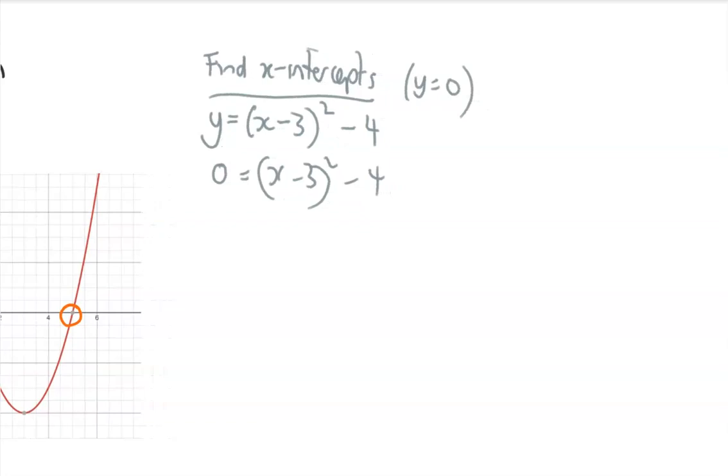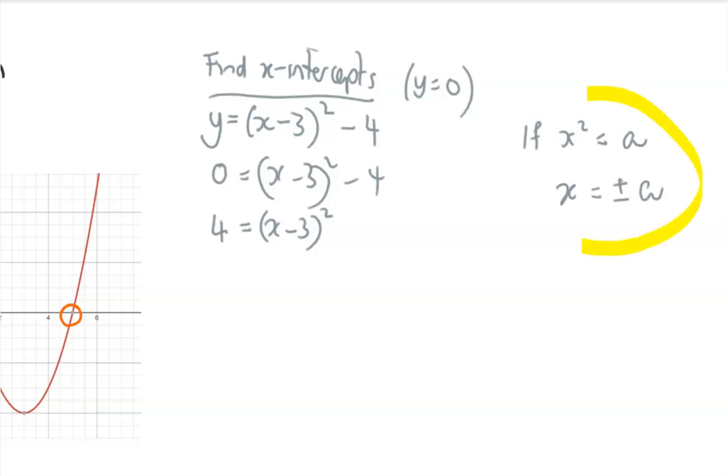So first thing we do is get rid of the 4. So we're going to move it to the other side. x minus 3 all squared equals 4. How do I get rid of the squared? I take the square root. Now, what you have to remember is if x squared equals a number, then x is plus or minus the square root of that number. So that's a key thing that you have to recall.